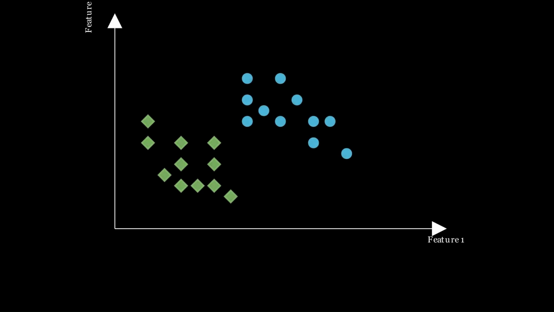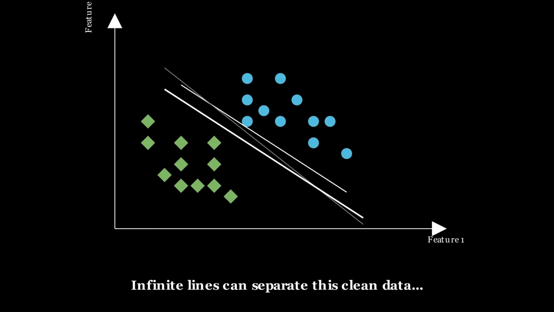Let's imagine we have a perfectly separated dataset. Blue points belong to one class, green points belong to another. At first glance, the problem seems solved. There are many lines that can separate these two groups correctly. Here we can see all three lines separate the data perfectly. So once again, which one should we choose?